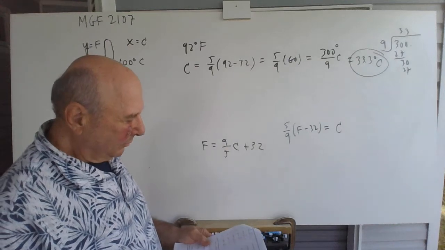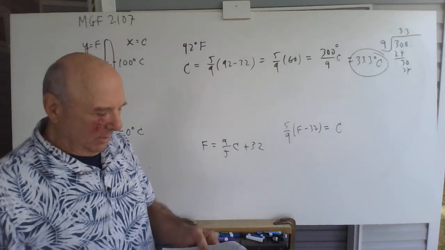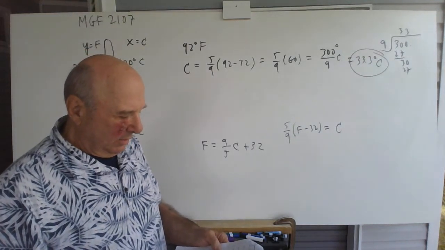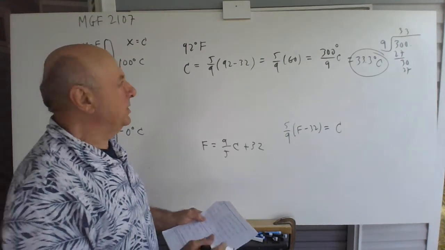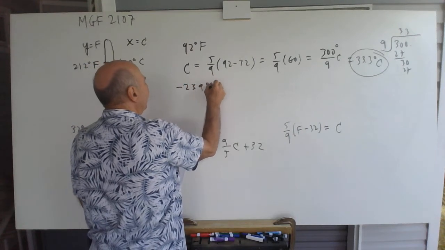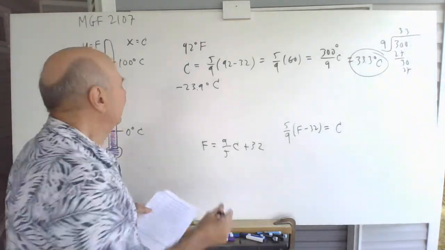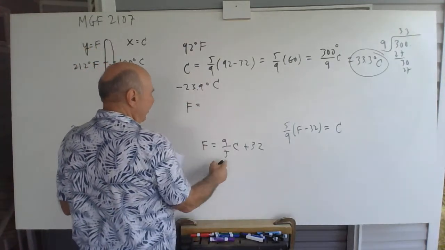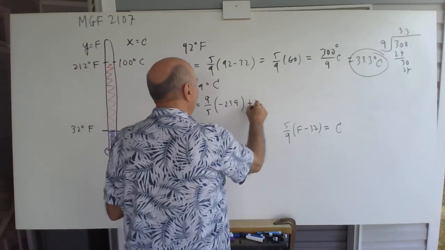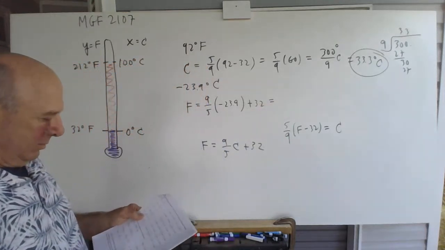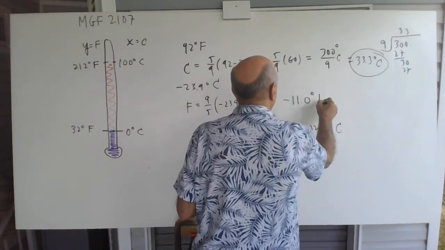Let's go the other direction. Let's say we're driving up north, and we look at the bank and it says minus 23.9 degrees Celsius. And you go, oh, that's awful cold. I wonder what it is in Fahrenheit. So for Fahrenheit, we use this formula. We get 9/5 of minus 23.9 plus 32. And if we work that out, we get minus 11.0 degrees Fahrenheit.